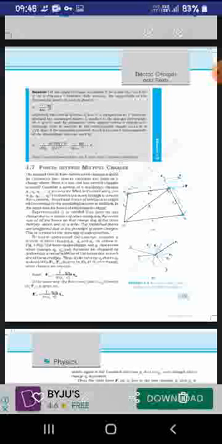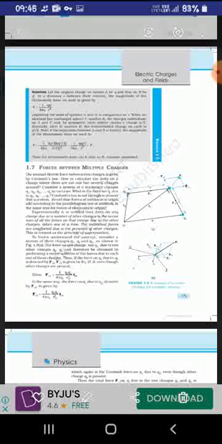Next is force between multiple charges. How is the force between multiple charges? Again, we will use Coulomb's law. As you know, Q1, Q2, like that, we take Coulomb's law in vacuum. Experimentally it is verified that the force on any charge due to a number of other charges is the vector sum of all the forces. So F12 is equal to 1 by 4 pi epsilon 0, Q1 Q2 by r12 squared, r12 hat. This is the formula we got in Coulomb's law, which we will use again here.